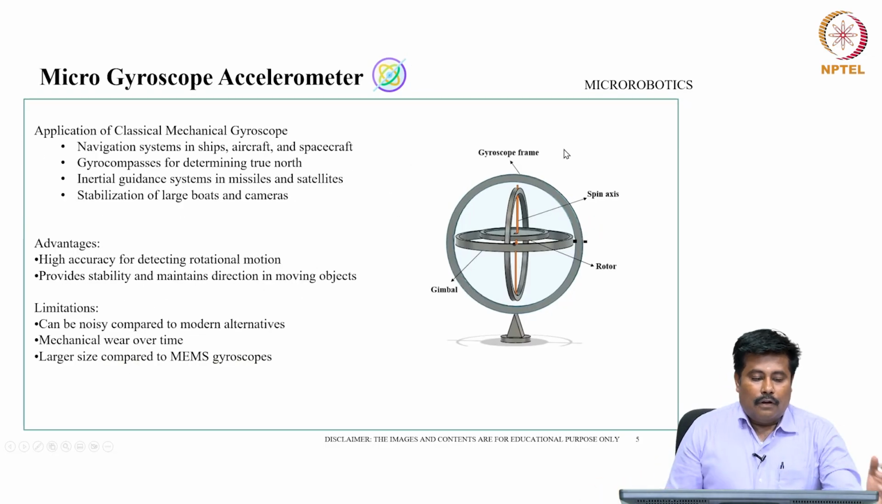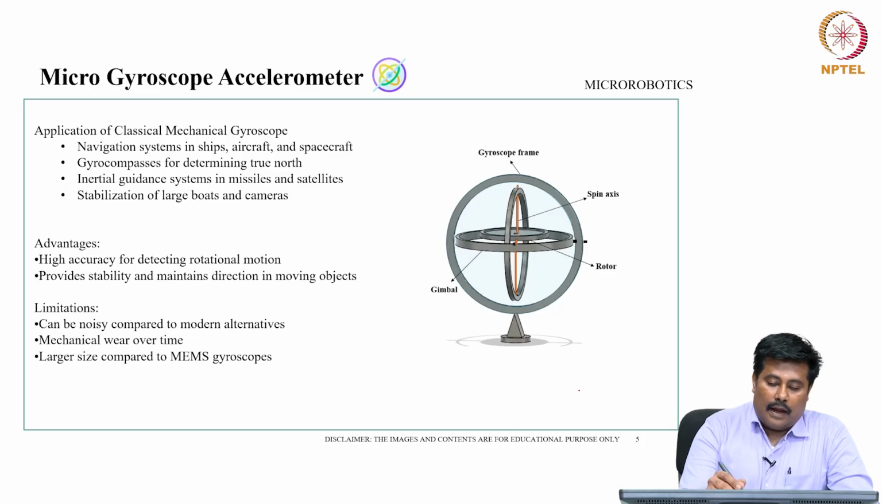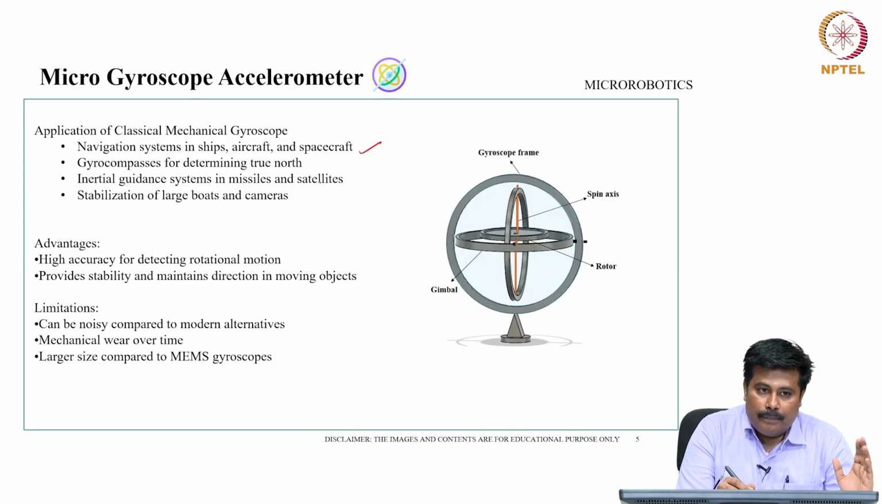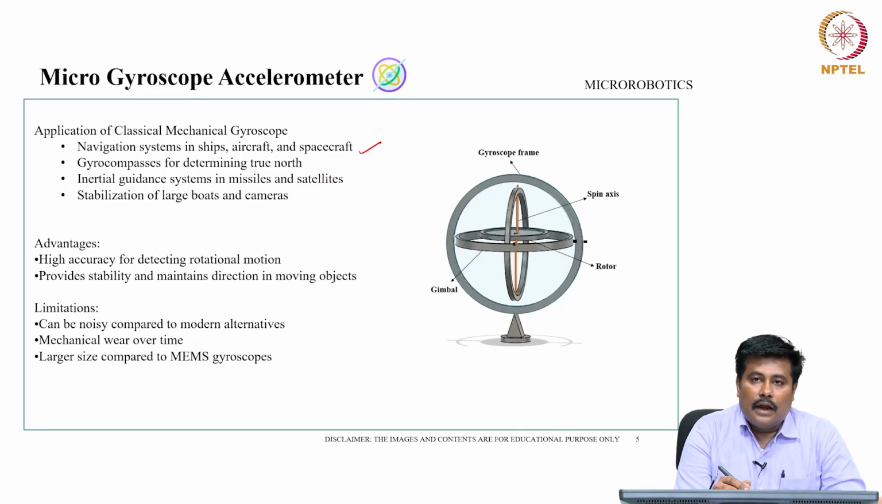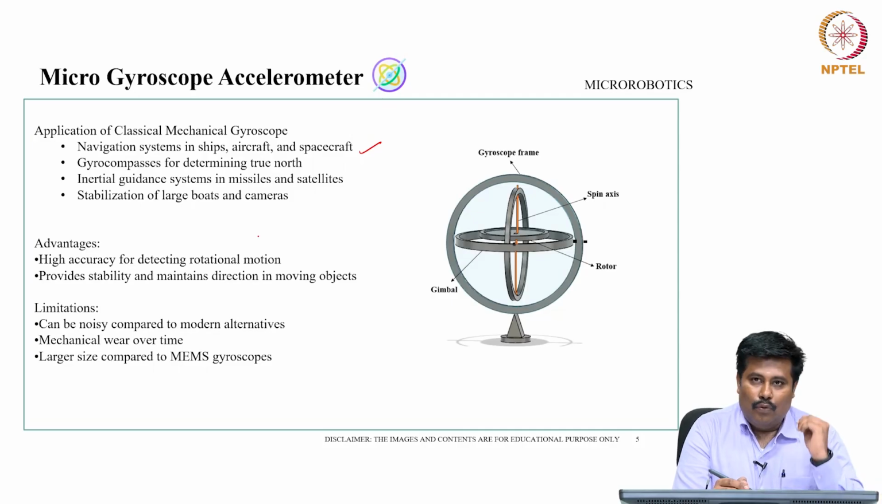As far as application of the classical mechanical gyroscope is concerned, navigation systems in ships, aircraft and spacecraft, gyro compass for determining the true north, inertial guidance systems in missiles and satellites, stabilization of large boats and cameras. So a good amount of advantage these gyroscopes have is high accuracy for detecting rotational motion, providing stability and maintaining direction in moving objects.